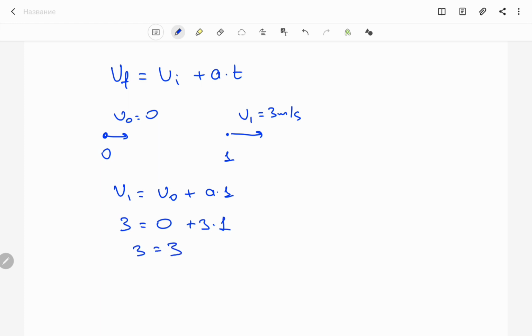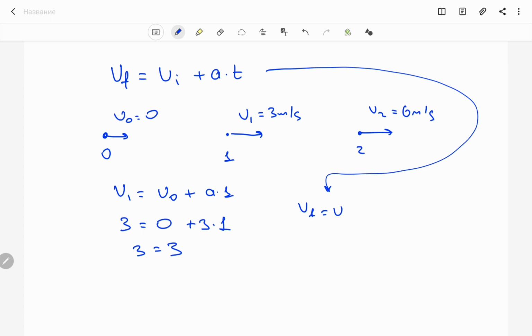Now let's say after 1 more second, velocity becomes 6 meters per second at t equals 2, which is after 2 seconds basically. So let's use this equation, V final equals V initial plus at. Let's check. Velocity at 2 seconds equals initial velocity, let's say initial point 0, plus a times t. 6 equals initial velocity 0, acceleration 3, time 2. As you see, 6 equals 6. So our equation is correct.